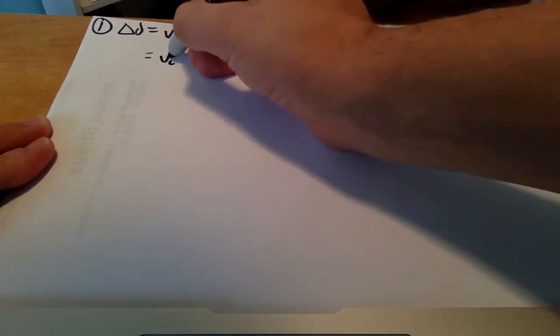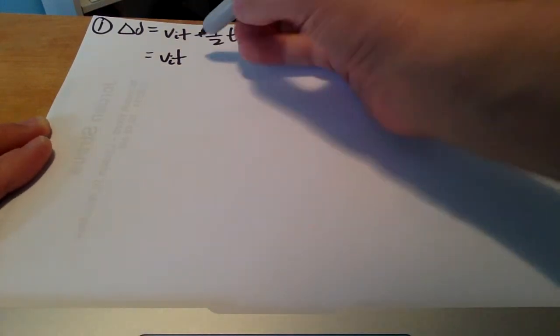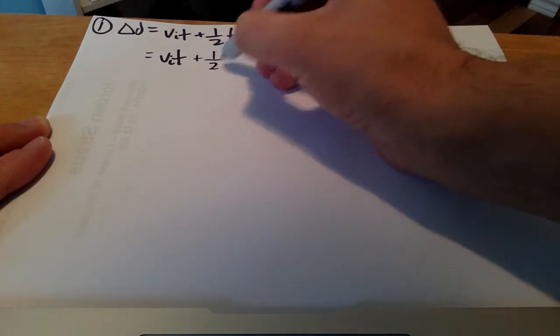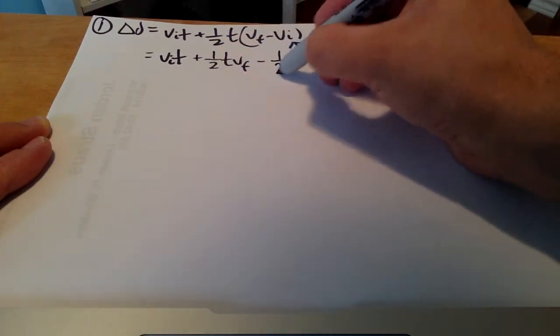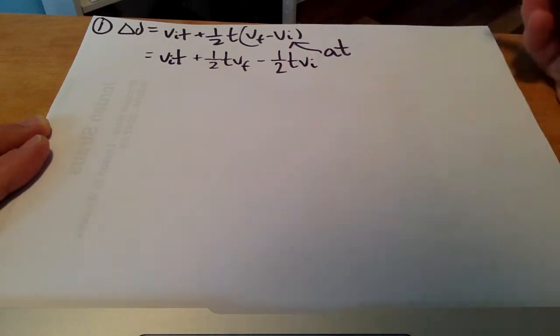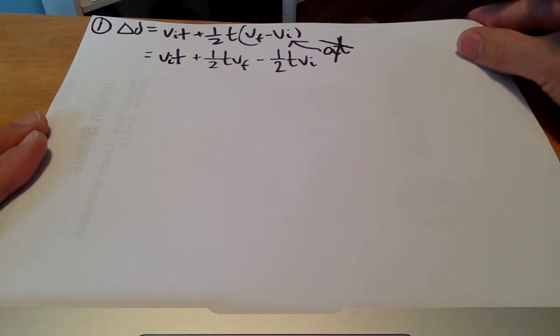So my VIT stays where it is. I'm going to distribute my 1/2 t into the brackets. So I end up with 1/2 t VF minus 1/2 t VI. And like I said, we never made that substitution this time, so we simply ignore that AT.